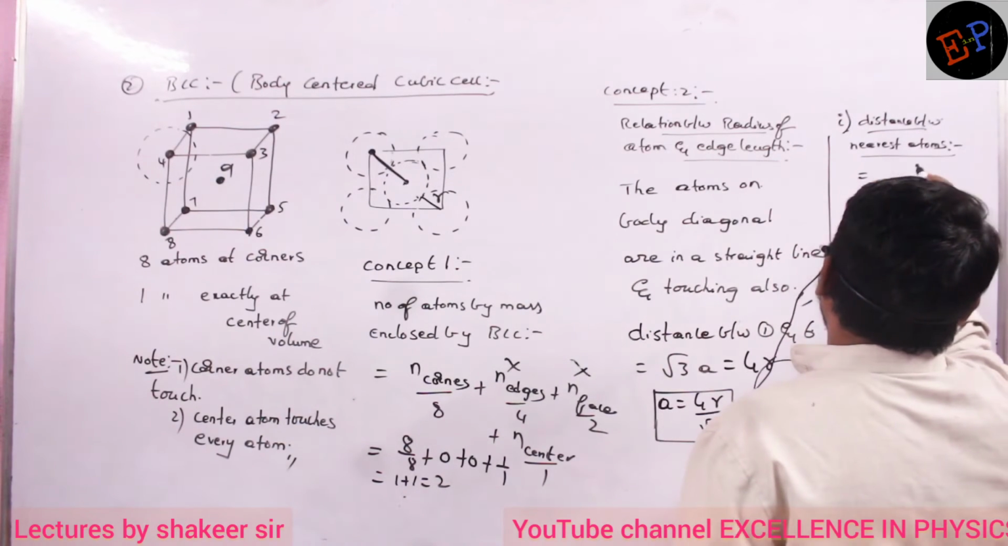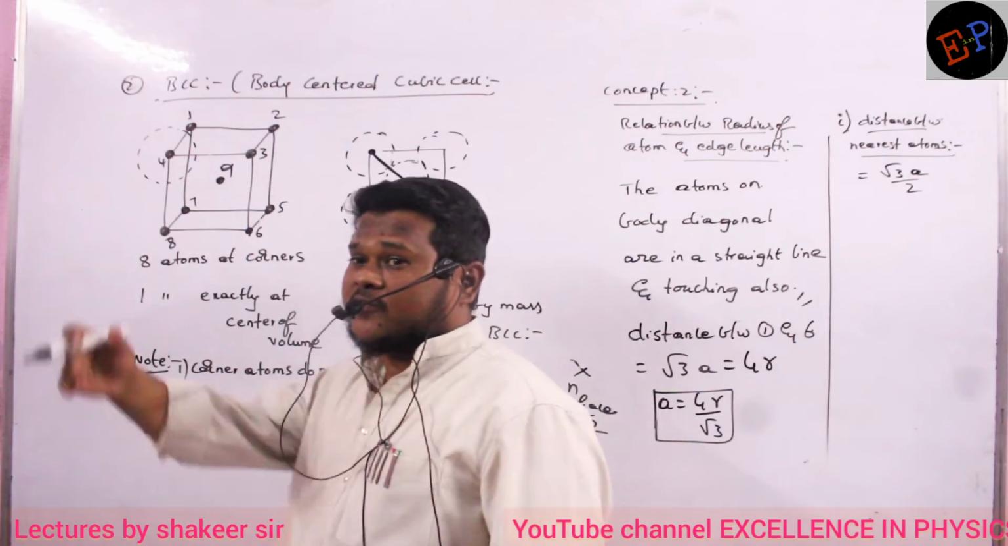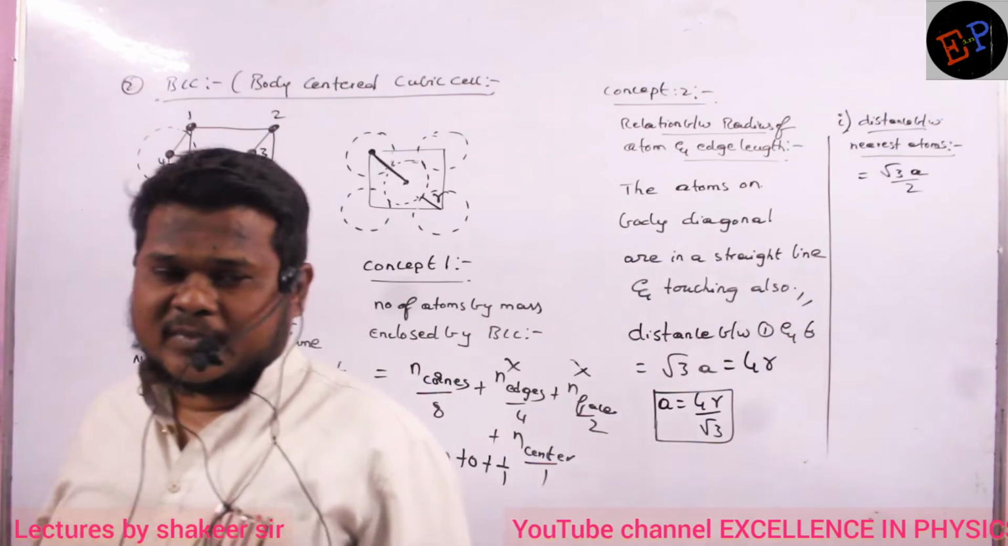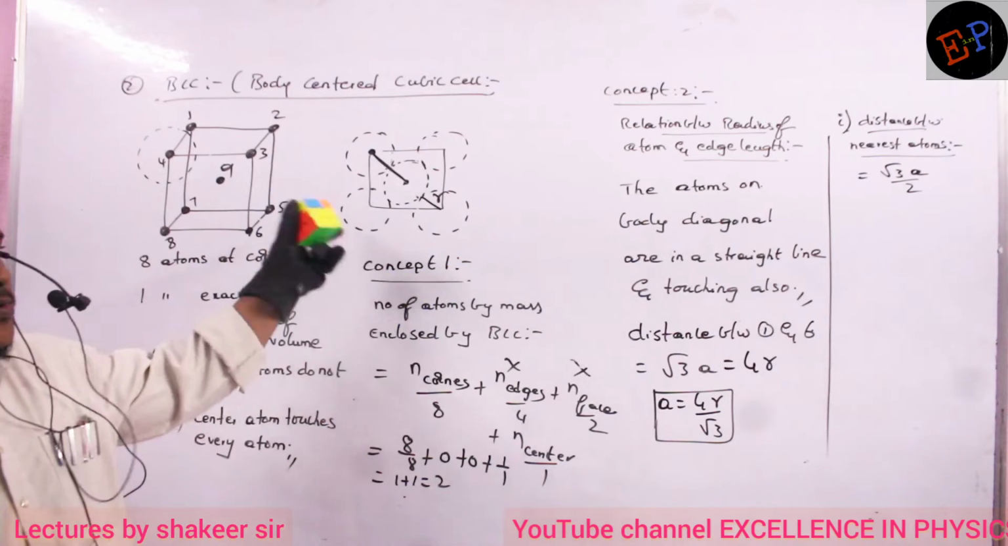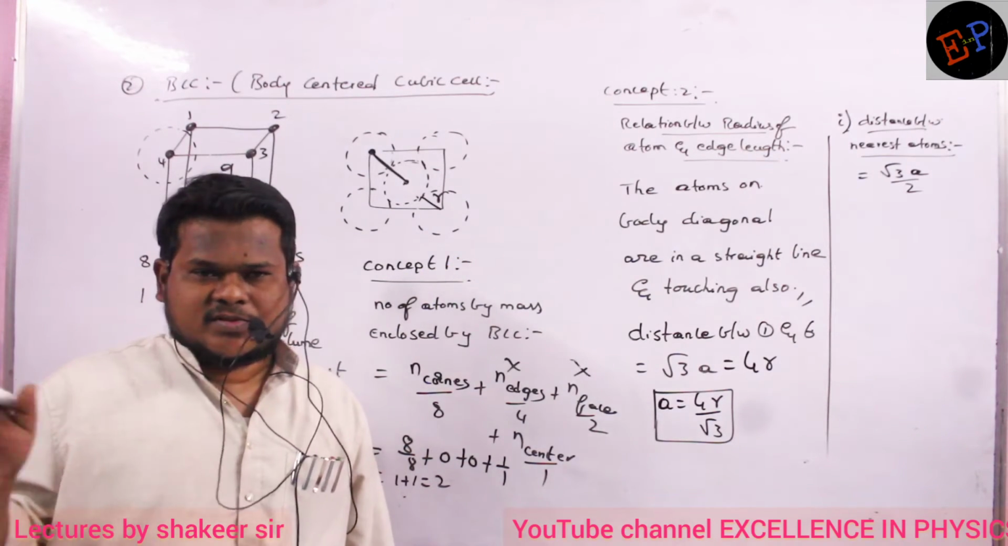Okay? So this is how much? Root 3a divided by 2, because the length of the body diagonal is root 3a. This is only half of that, no? So root 3 into a by 2. This is the shortest distance between two atoms. Are you able to understand?